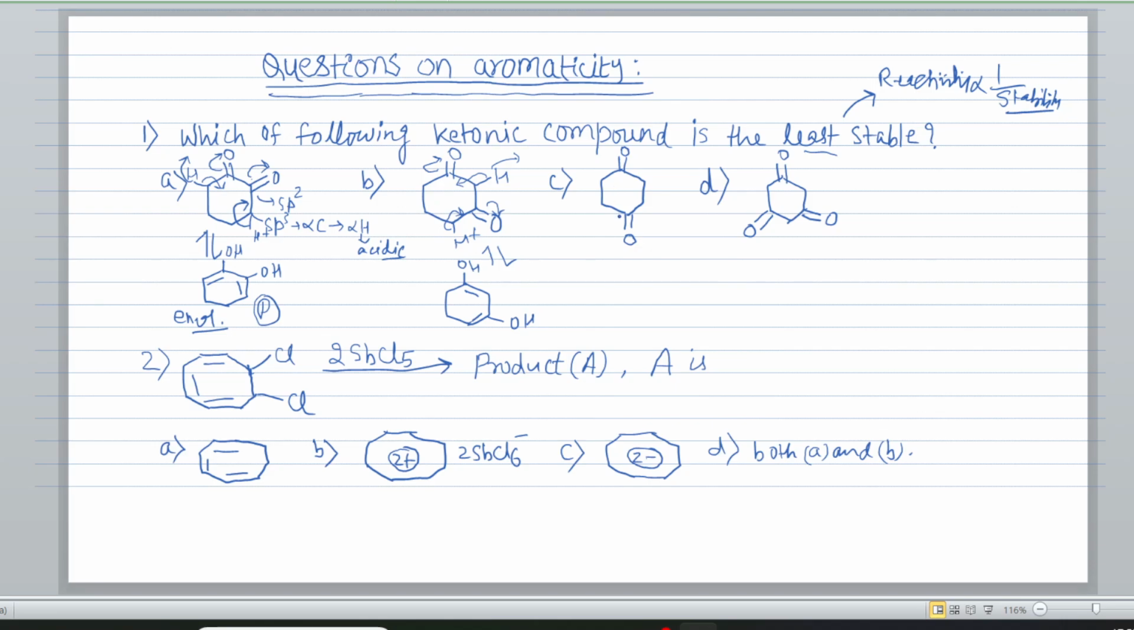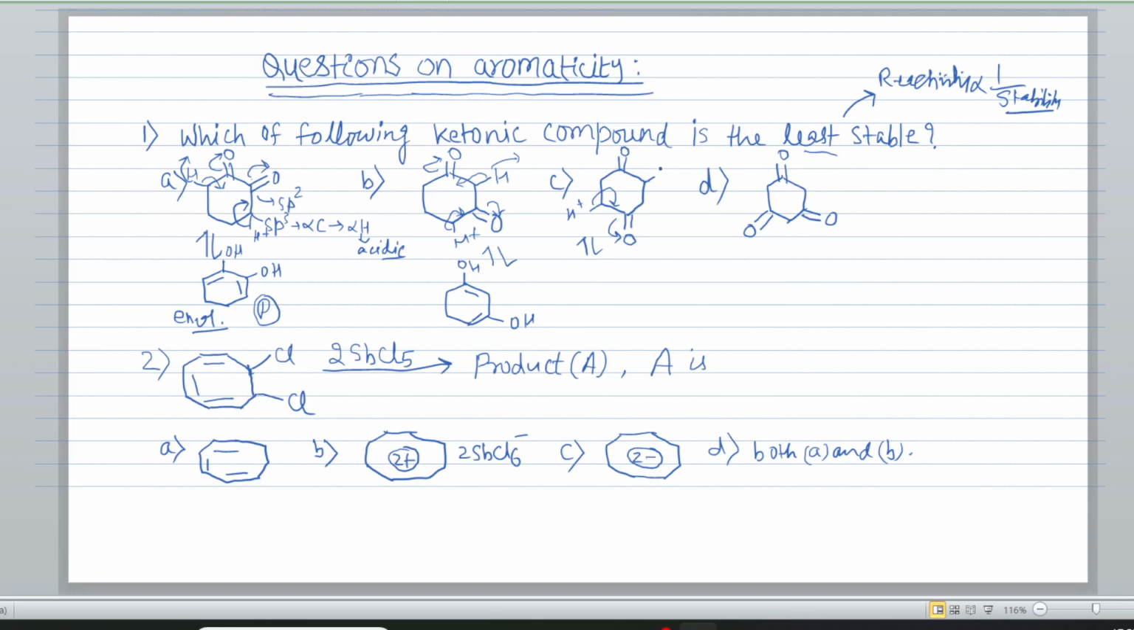In the third molecule, we can convert this ketonic group into enolic form like this. From here, if we remove H plus ion, then this carbon-carbon double bond will be formed and this oxygen will get negative charge. This negatively charged oxygen will get H plus ion to form OH group.